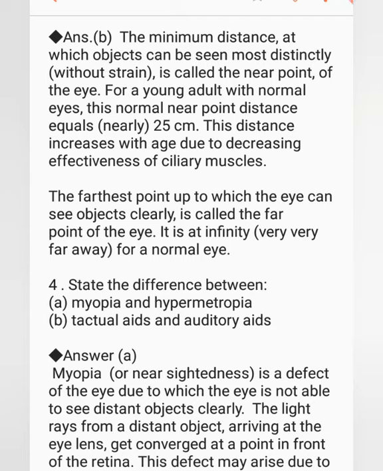The next question. Distinguish between far point and near point. The minimum distance at which an object can be seen most distinctly without any strain is called the near point of the eye. For a young adult with normal eyes, this normal near point distance is equal to 25 centimeter. This distance increases with age due to decreasing effectiveness of ciliary muscles. Now the farthest point up to which the eye can see objects clearly is called the far point of the eye. It is at infinity, that is very far away for a normal eye.